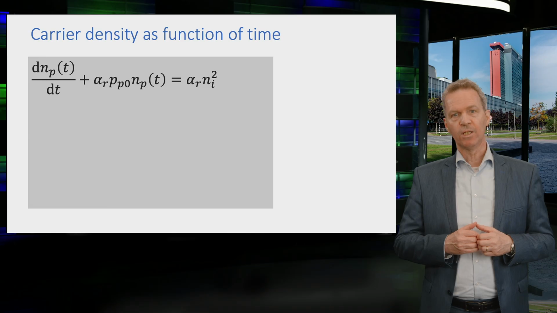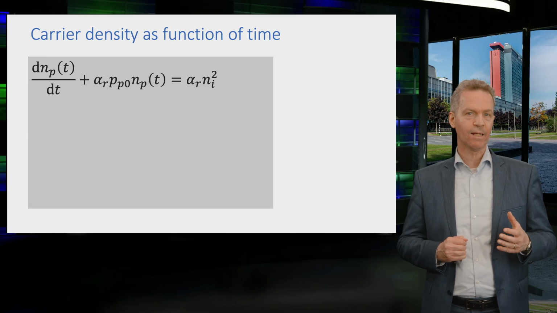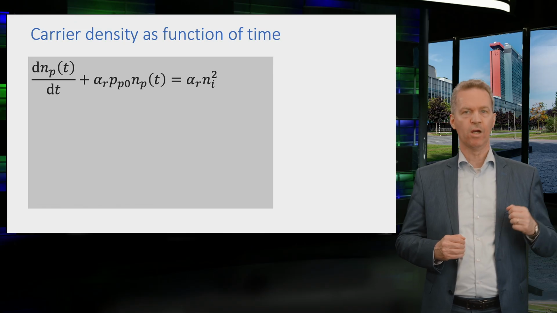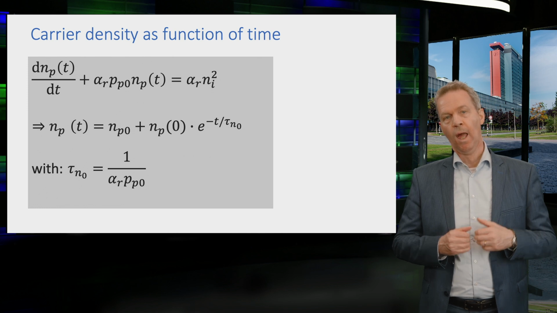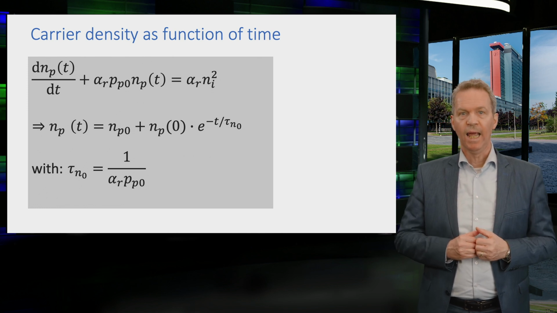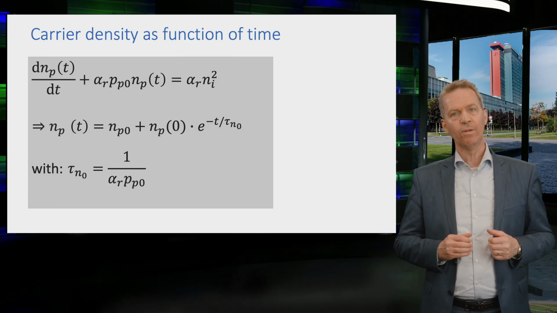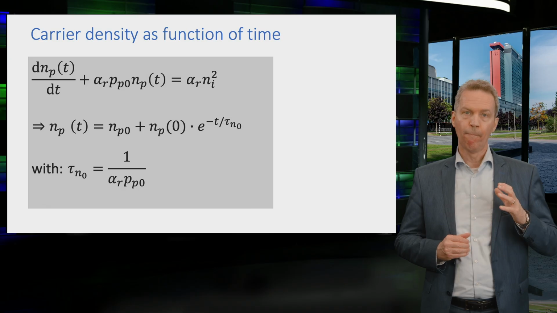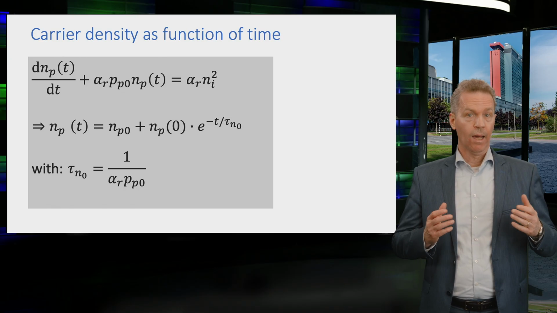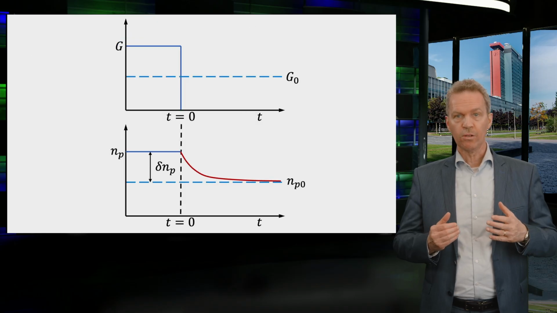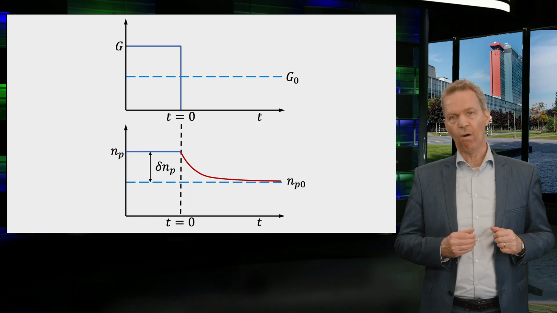This differential equation can be readily solved, and we find an exponential relationship of the electron concentration as a function of time. I invite you to work this solution out yourself. Here, tau is the lifetime of the carriers. Note that this lifetime is dependent on the thermal equilibrium concentration of majority carriers, the hole concentration in this case. Now we can sketch the electron concentration as a function of time, and then you can see the relevance of the lifetime.